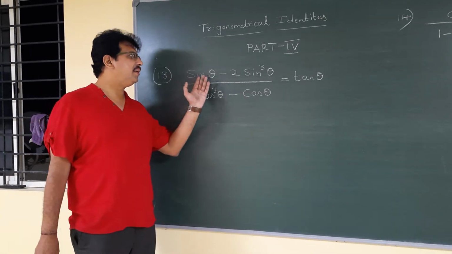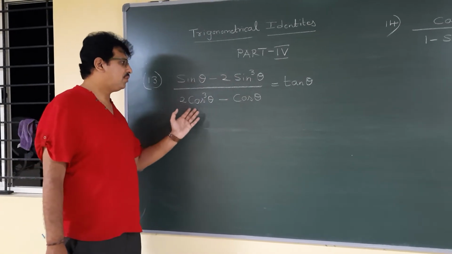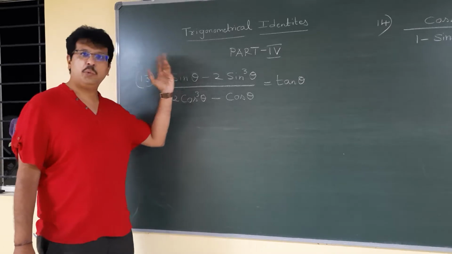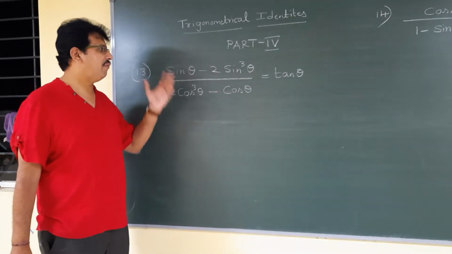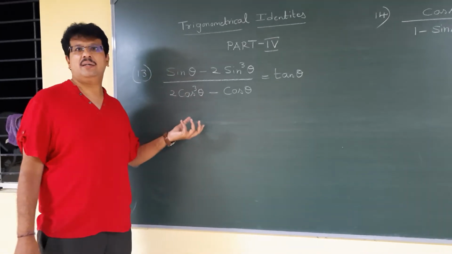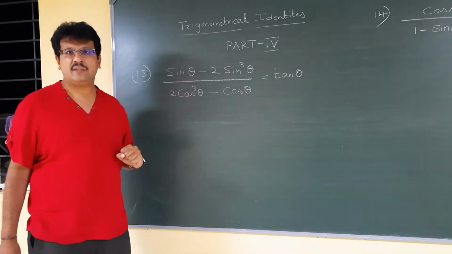The problem is (sin theta minus 2 sin cube theta) by (2 cos cube theta minus cos theta). We need to prove it is equal to tan theta. Definitely in this problem we have to take the left hand side and prove the right hand side, children.